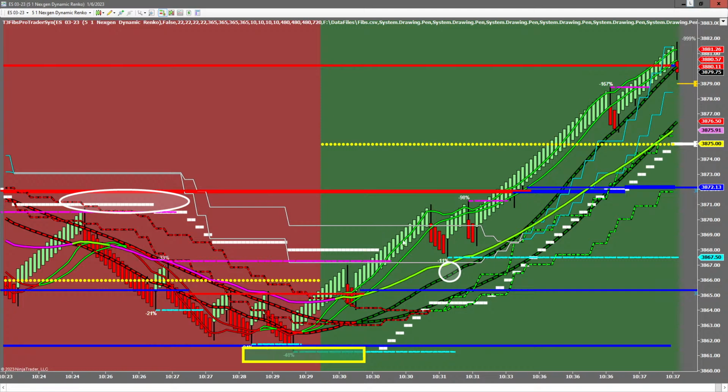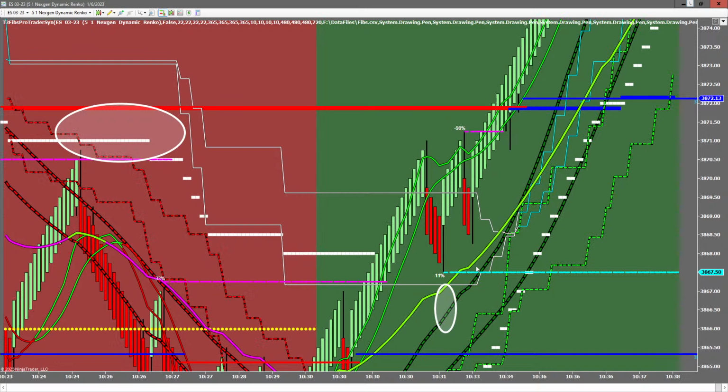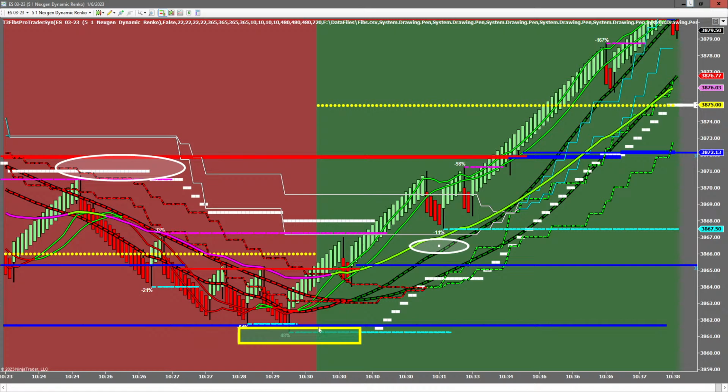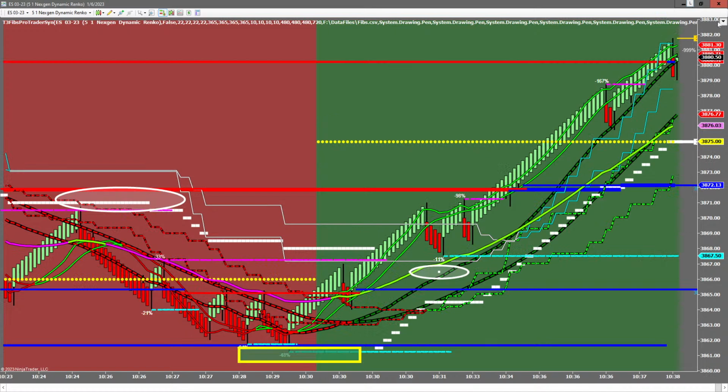Now, realistically, there's no way I would have been filled because this would have been the entry area here. Does that make sense? There just wasn't enough of a pullback to get to a spot, unfortunately. And sometimes that's just what happens. But good bottom, strong momentum, buy a pullback. Unfortunately, it just didn't quite work out.